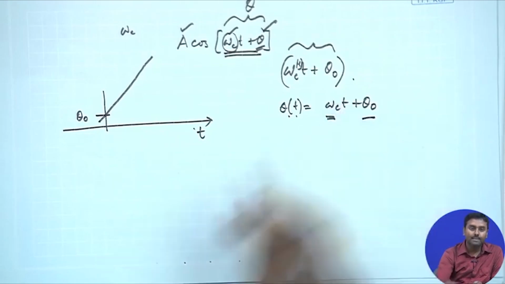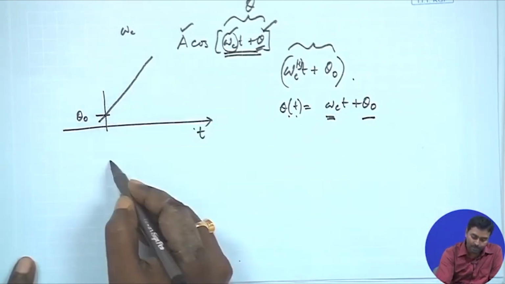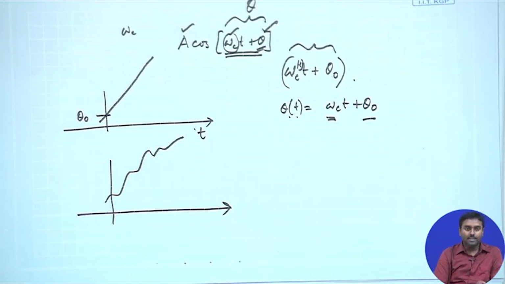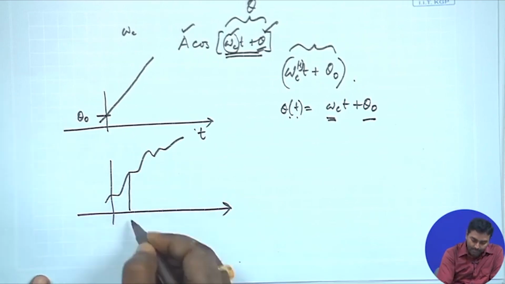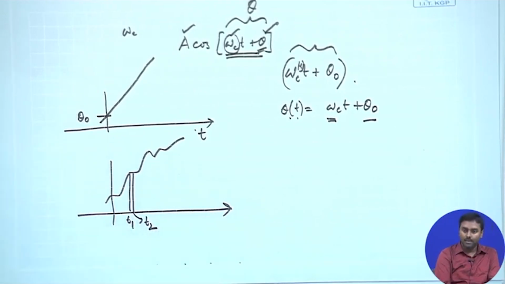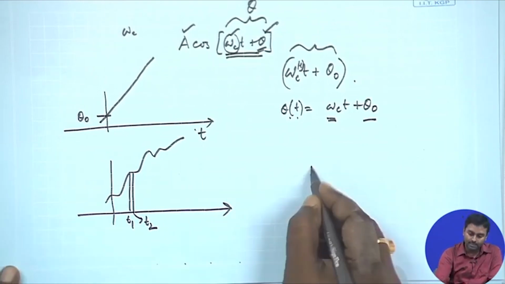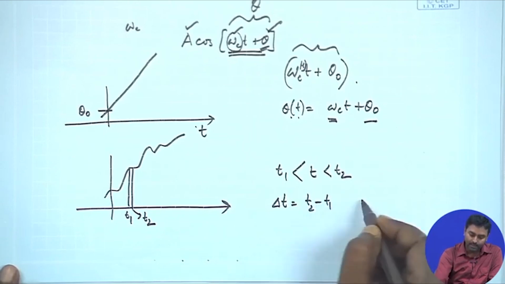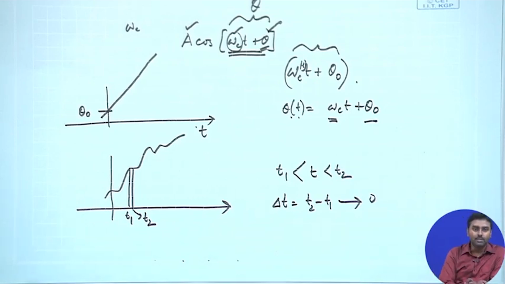Now, what will happen if omega c starts varying with respect to time? Then there will be a phase response which will be something like this. Let us concentrate just for the time being on a particular time t1 and a particular time which is close enough, which is called t2. We are trying to concentrate on this interval between t1 and t2. That separation we call delta t, that is t2 minus t1, and we make it infinitesimally small, almost tending towards 0. If we do that, then at a particular instant, let us say at t1, what will be the instantaneous frequency? That is something we are trying to evaluate.